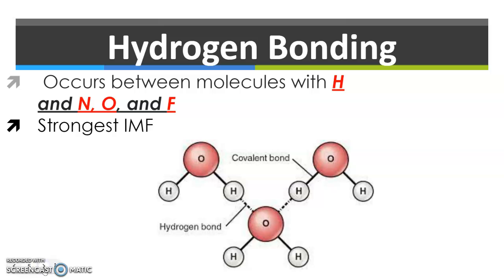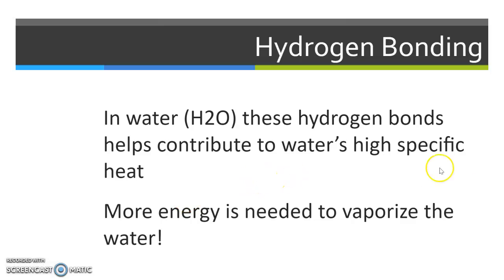This is the strongest IMF. So the strongest of any are going to be the bonds themselves. So covalent, ionic, metallic, those bonds are stronger than anything else we're talking about today. But out of the three new ones we're talking about, the hydrogen bonding is the strongest. Okay, and then water is a good example. So hydrogen bonding in water is basically what gives it all of its unique properties. Again, in that engagement activity that you guys did earlier in the lesson today.